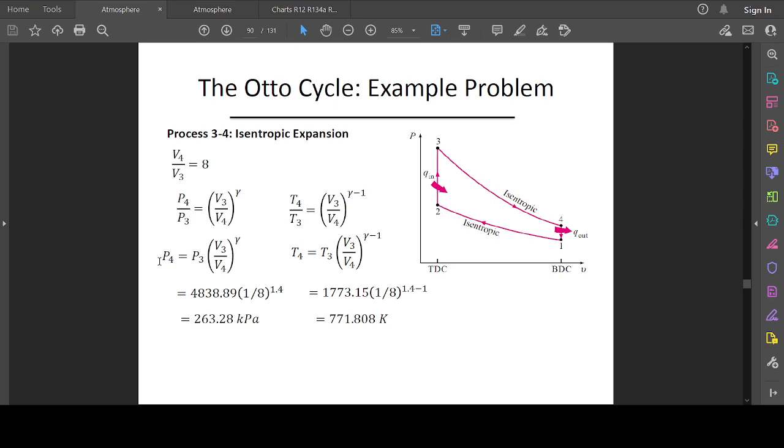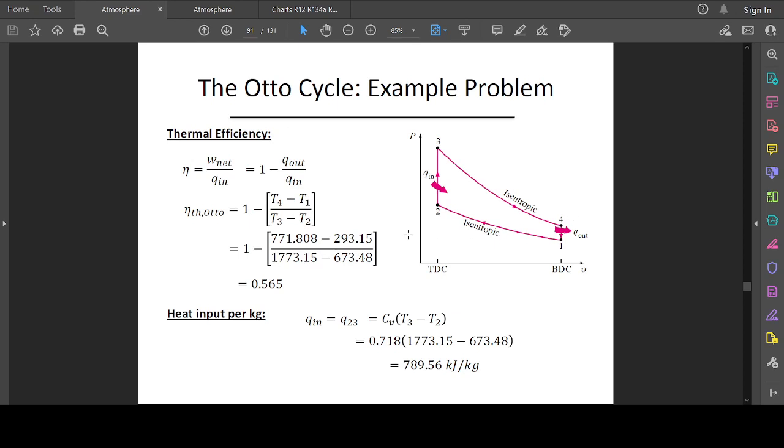And with that, we can calculate for P4, since we know the value for P3 and we know the volume at stage 3, which is the same as the volume at stage 2, and the volume at stage 4. So we have the ratio, and the ratio is 8. We can plug it in this equation to find the final pressure. And we do the same thing here. We plug it in this equation to find the final temperature at T4. Okay.